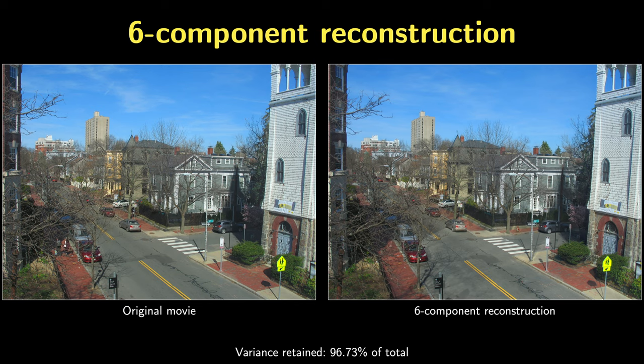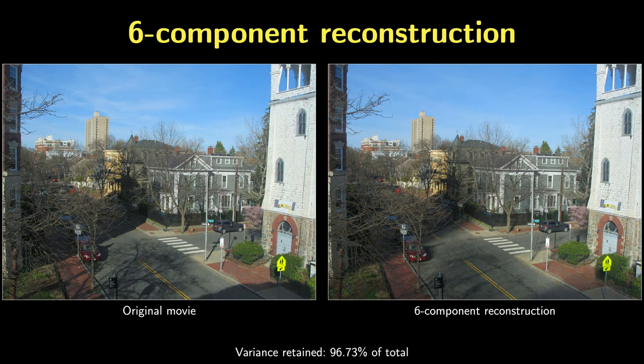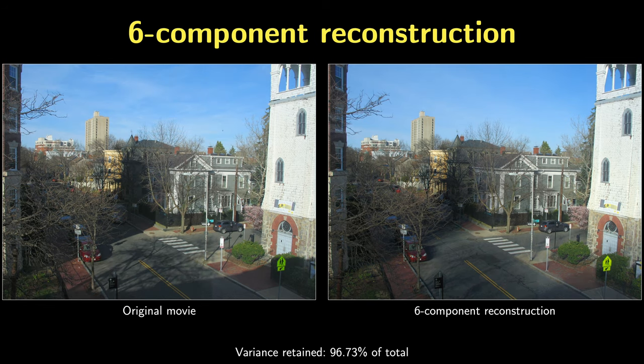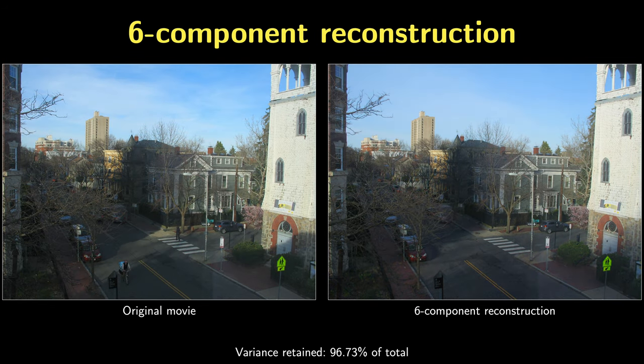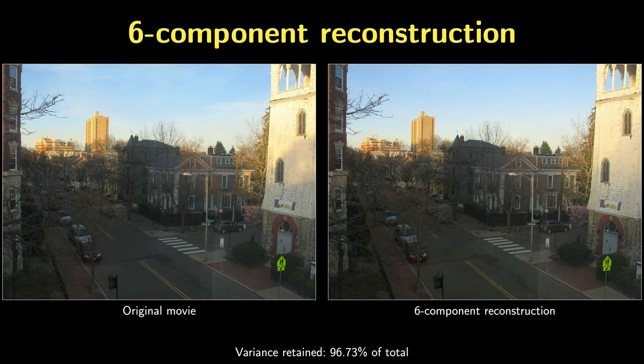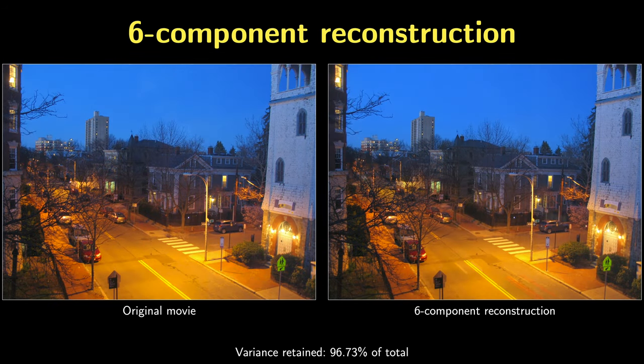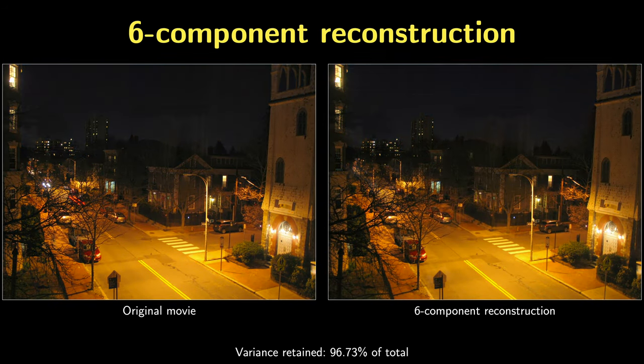Let's now look at a six component reconstruction. And here, those six components contain 96.73% of the total variance in the dataset. Here, we can start to see that many small details are captured reasonably well. We can capture the shadows as they transition across the street, and we can even see some hints of cars and people in various places.